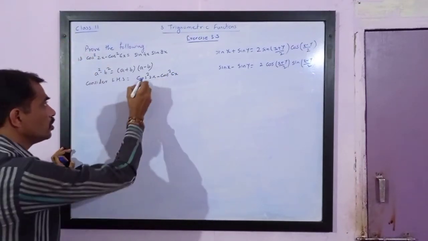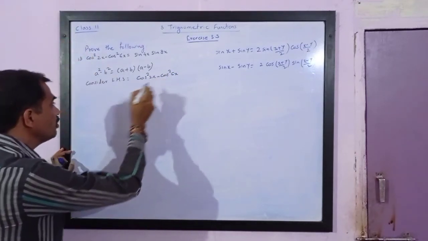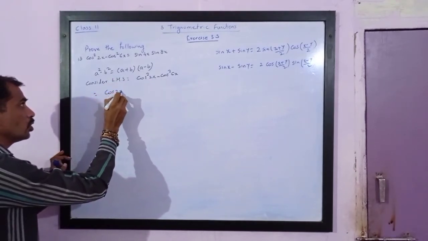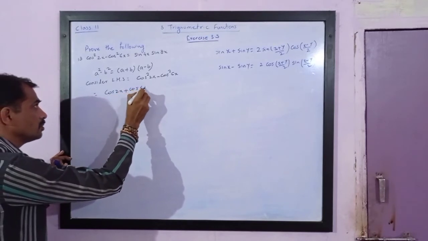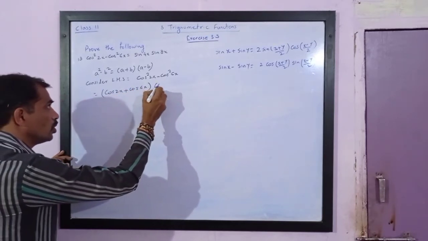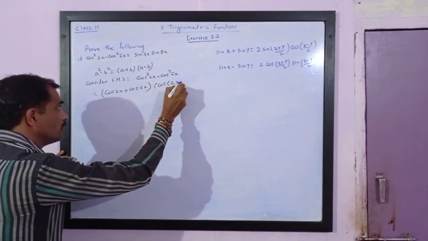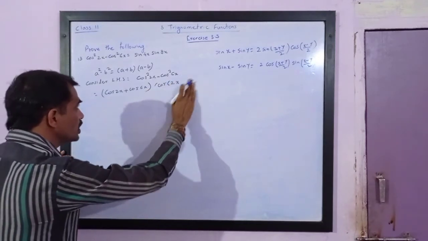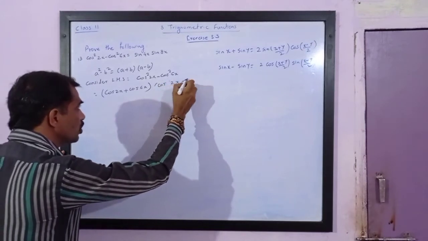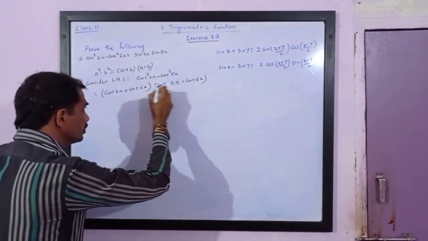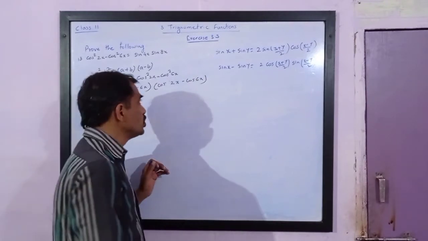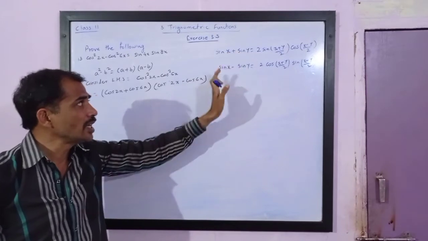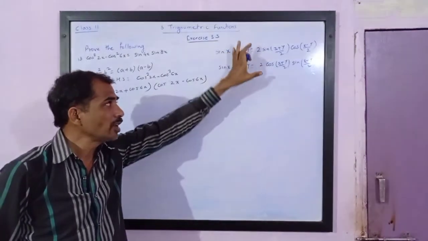So if we use the algebraic identity, we get LHS is equal to a plus b, that is cos of 2x plus cos of 6x, into a minus b, that is cos 2x minus cos of 6x. Now please note, we have used earlier the identities for sin x plus sin y and sin x minus sin y. I have kept it as it is.